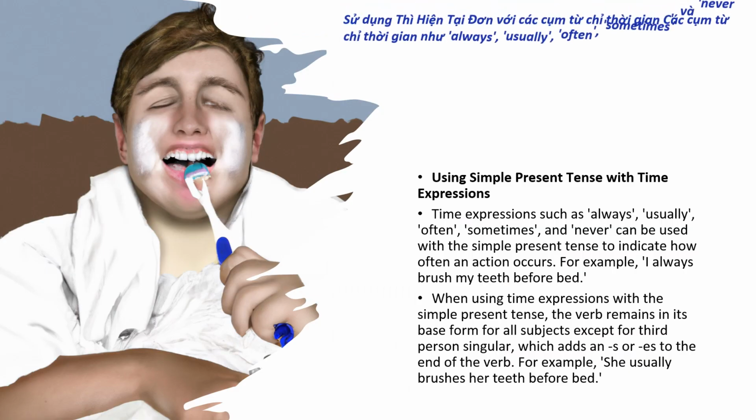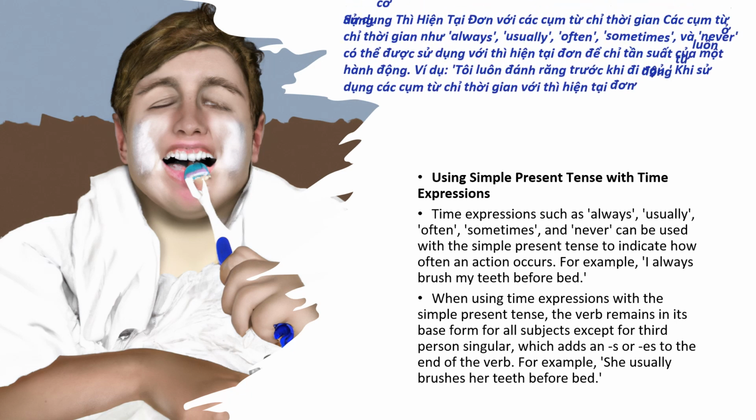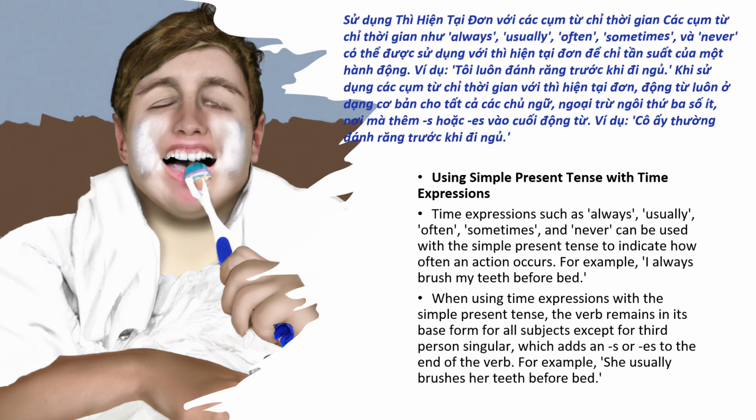Using time expressions with the simple present tense can provide more context and clarity to a statement. Time expressions such as always, usually, often, sometimes, and never are often used to describe how frequently an action occurs or how regularly a habit is performed. For instance, saying, I always brush my teeth before bed indicates that brushing teeth before going to bed is a regular and consistent habit. On the other hand, saying I sometimes brush my teeth before bed implies that brushing teeth before bed is not a regular occurrence.